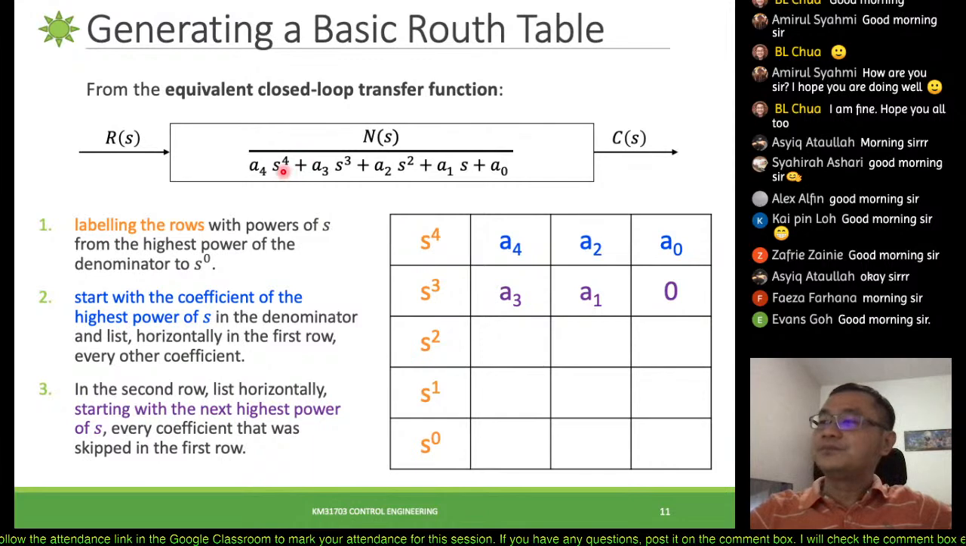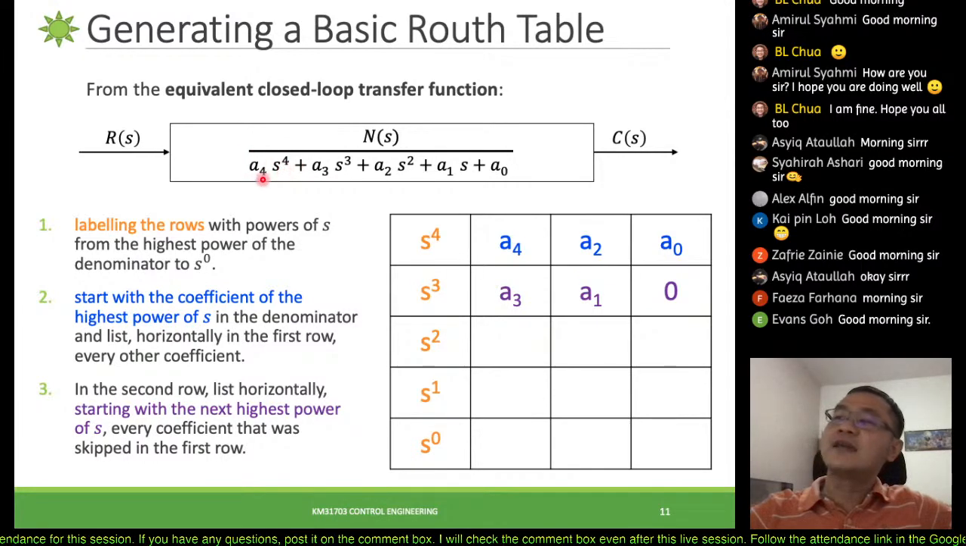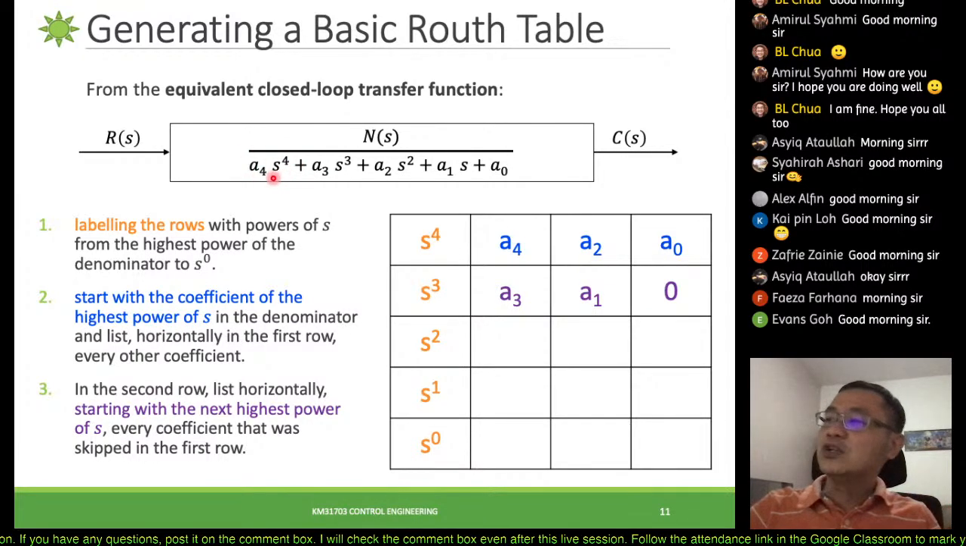Then after that, we start with the coefficient with the highest power. So this is S4, then we have the A4 here. So we start with A4, then we jump to A2, A0. Then for the second row, we start with the next highest power, which is A3.